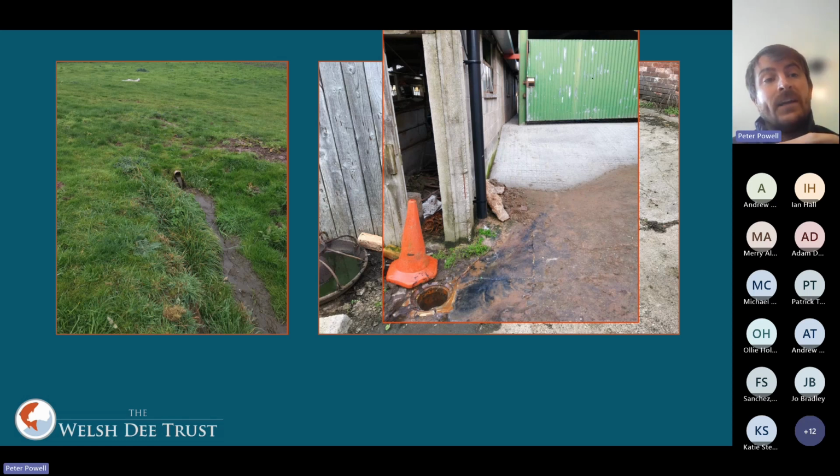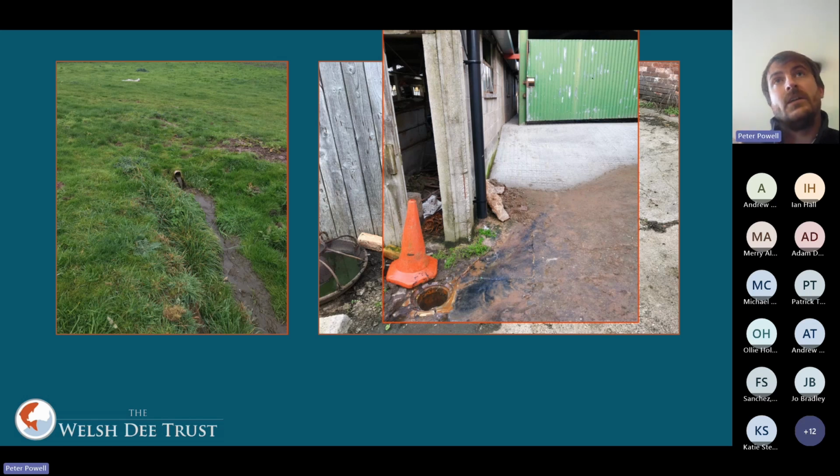Obviously, a completely perfect farmyard and a completely perfect system on a farmyard would have clean and dirty water separation. All the clean water on the farmyard, so all the rainwater or the roof water, would be completely separate, enter a clean water drain and go to a watercourse where it stays clean and is discharged away into the watercourse cleanly.